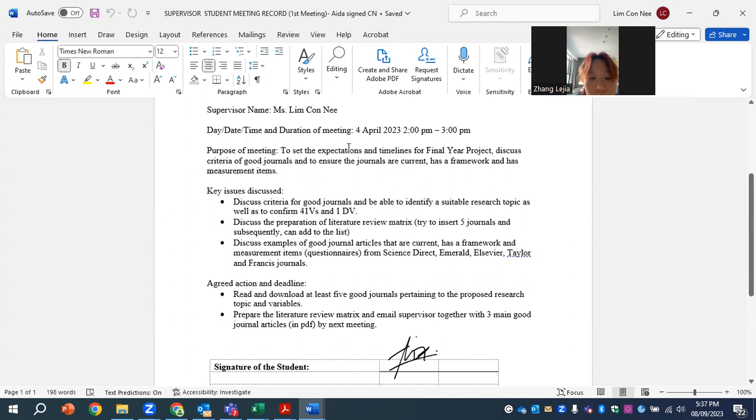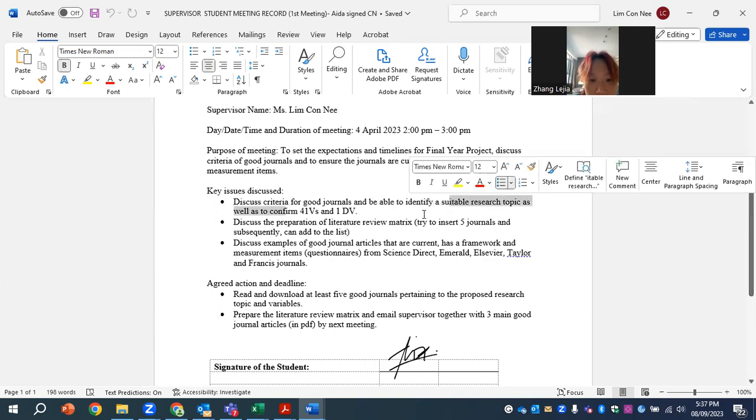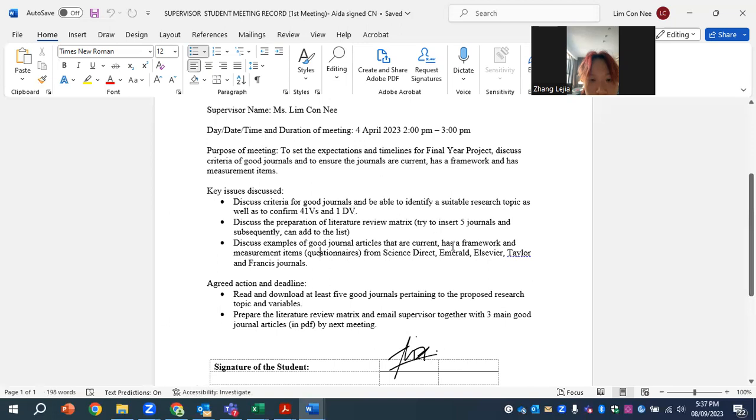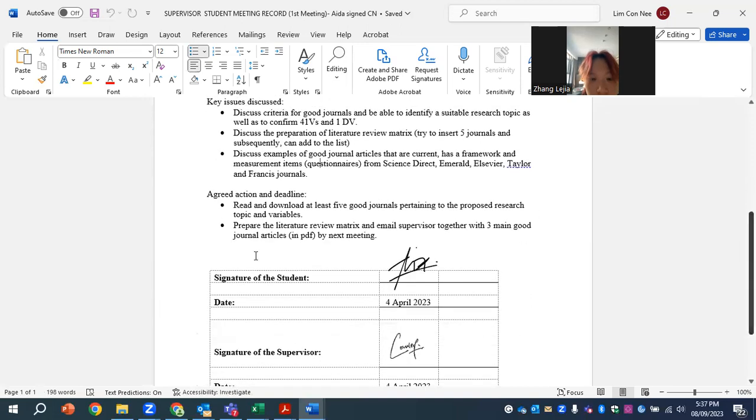Purpose of meeting: to set the expectation and timeline for the project, correct? Discuss criteria of good journals. I already told you they must be current, have a framework, have a survey question, okay? Discuss the impact of literature review, discuss the preparation of literature review, insert 5 or more to the Excel sheet. Discuss the examples of good journals, yes. Action: how long do you think you need? Read and download at least 5 good journals pertaining to the proposed research.